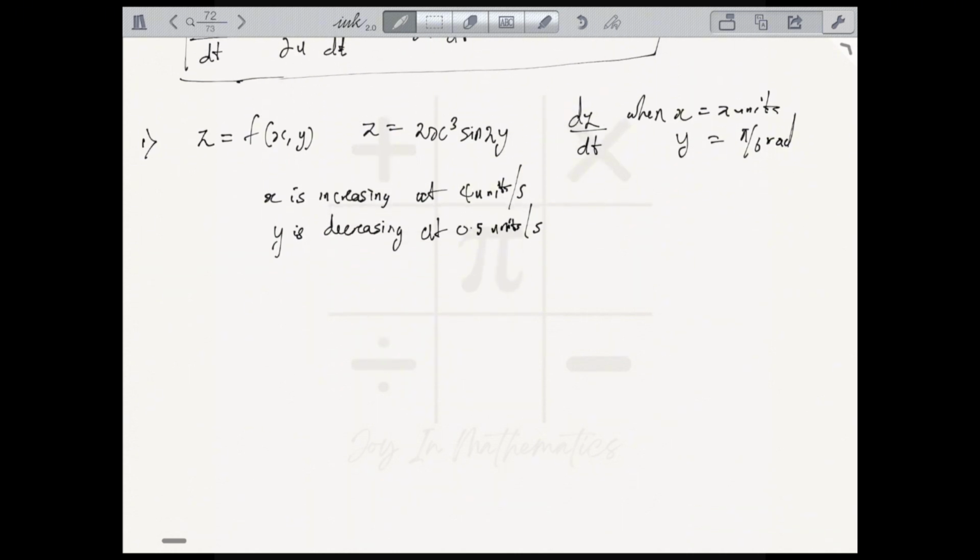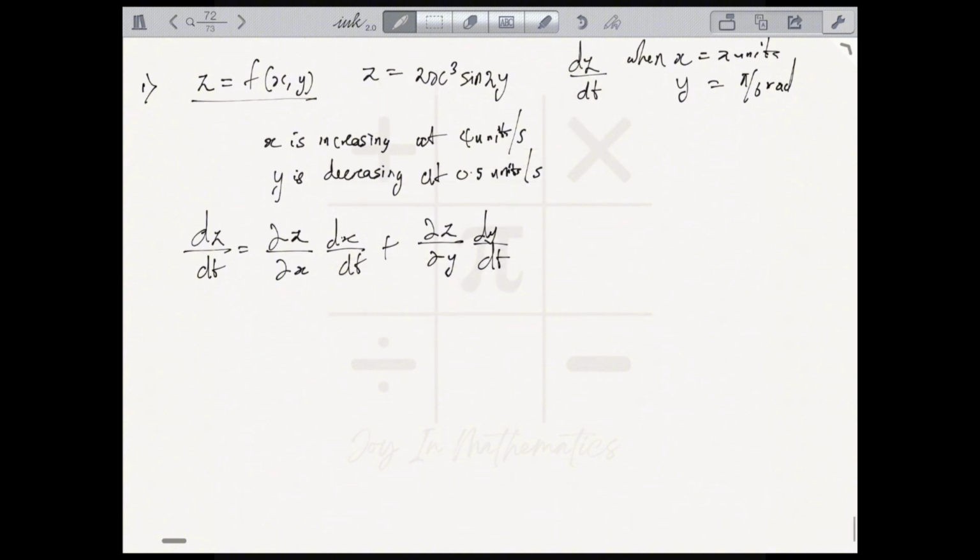Given this is the function, then our dz/dt is the partial derivative of z with respect to x, times dx/dt, plus the partial derivative of z with respect to y, times dy/dt. Now let us evaluate our dz/dx and likewise dz/dy.